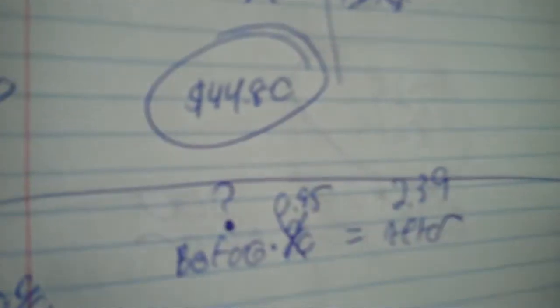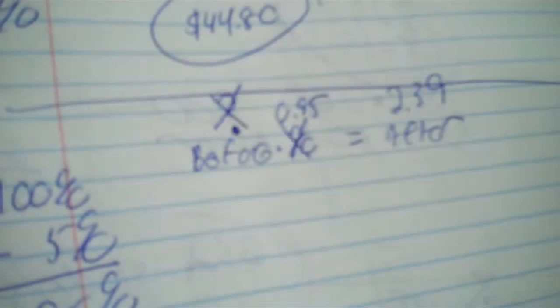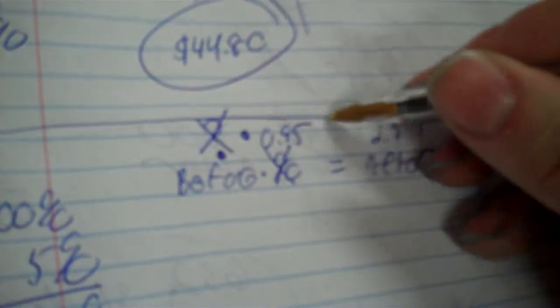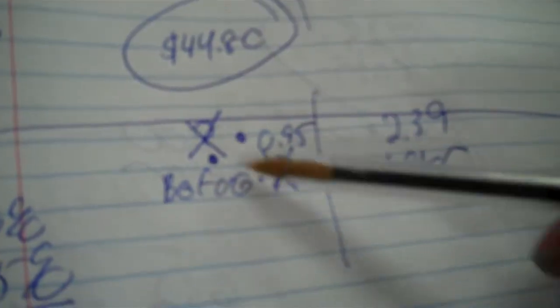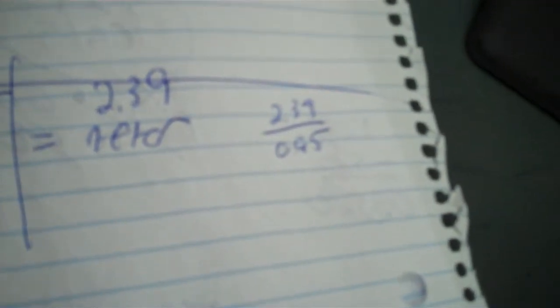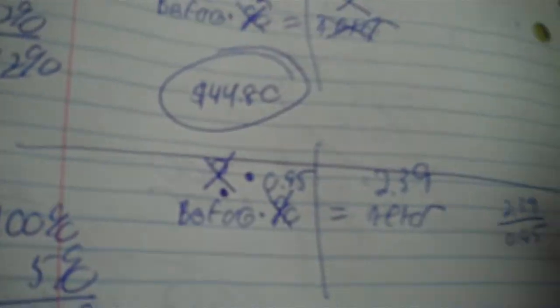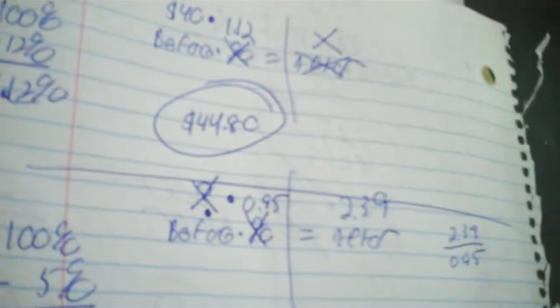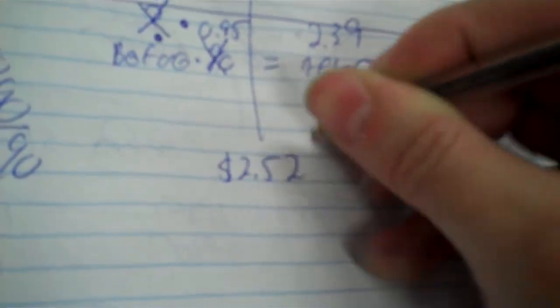So the X is over here times 2.39. Okay. So I can't multiply, so I do the opposite of times, which is divide. Now when I divide, I got to make sure I do it right. I take 2.39 divided by 0.95. That will tell me our unknown factor. Okay, 2.51 or 2.52. Either answer is okay.